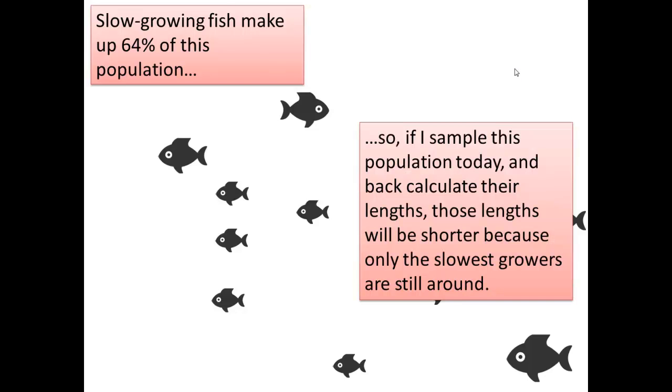Well, if I were to sample this population today, and then I did back calculation on all those lengths, those lengths would be shorter because these are the slowest growers. So these fish actually were shorter at those earlier ages. We've removed the fast-growing fish.